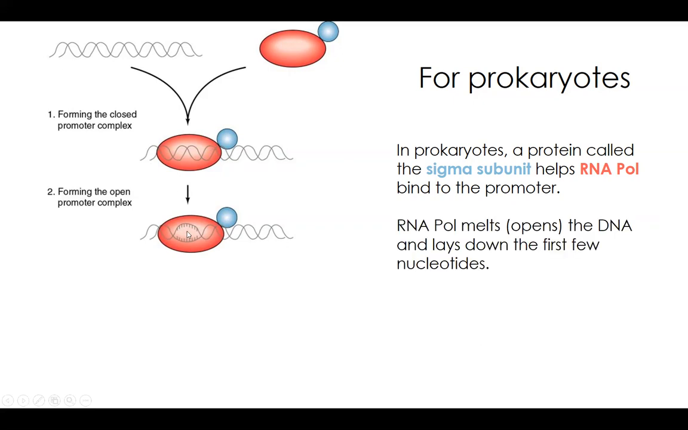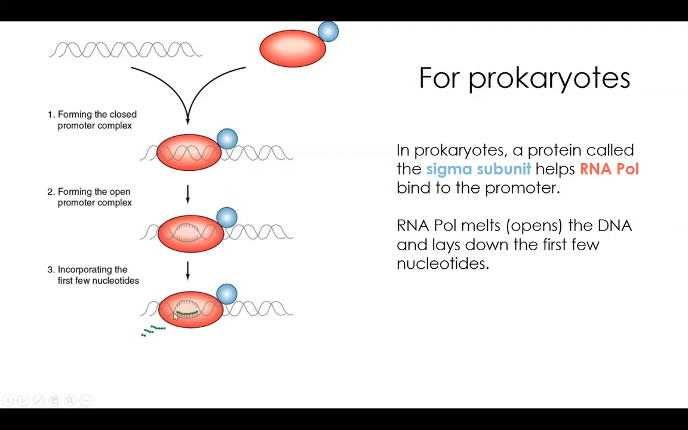RNA polymerase will then open up our DNA, our double strand. We also call this melting, and it's a little bit similar to what helicase does for our replication. Again, just to reiterate, this is not replication. This is transcription. Those are two different processes performed for two different reasons. There's just some biochemistry that's similar between the two. Our sigma subunit helped us find the location we were looking for. RNA polymerase in prokaryotes can now do the job on its own. It starts to lay down a few nucleotides.